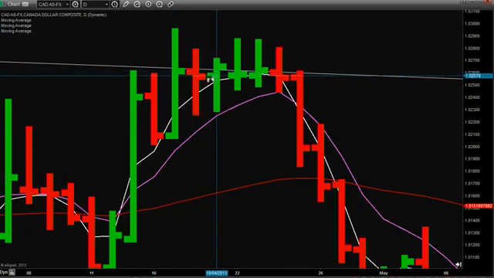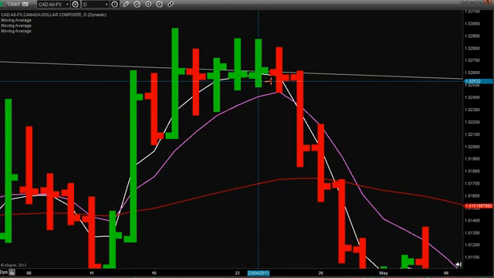The next day it opened there and closed a few pips higher. The next day it opened there and closed there. The next day, you can see the pattern. You see where I'm going with this. For 5 trading days, price closed and opened at exactly the same price.